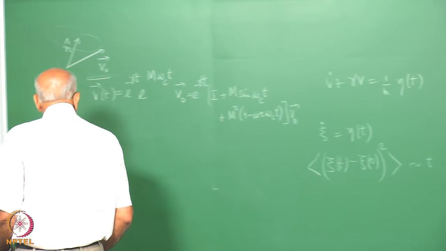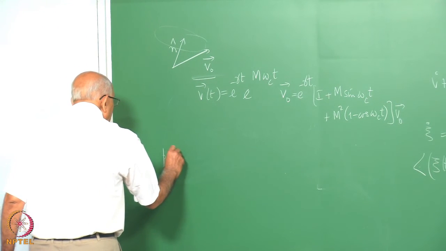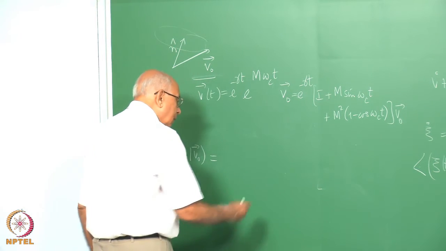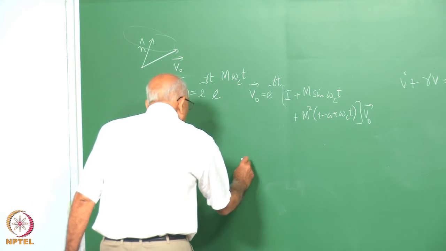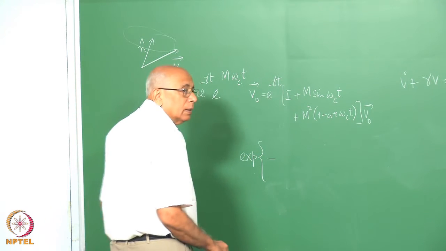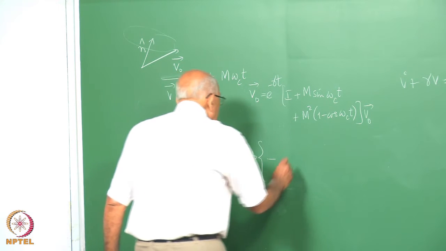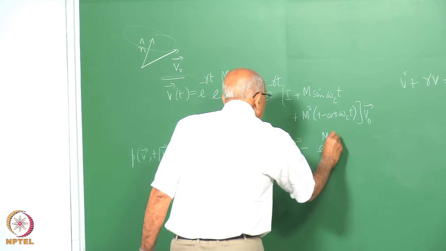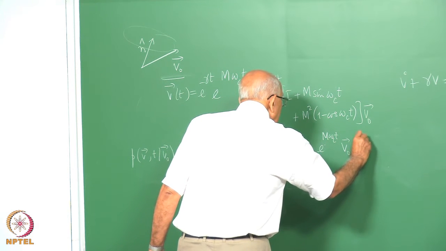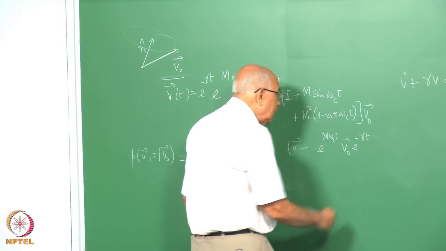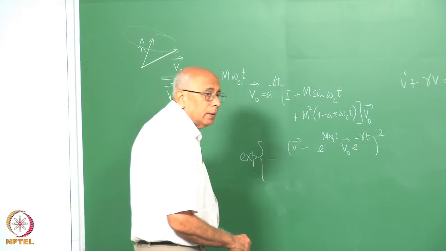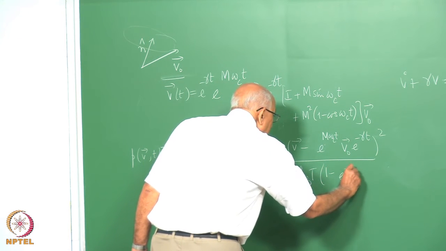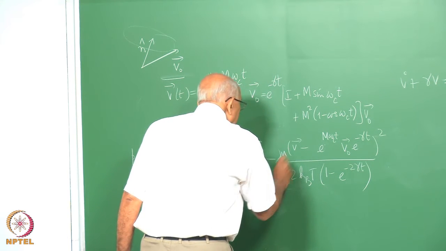So we can even write the distribution down. We can even write down what is P of V comma t given V naught. This fellow, apart from some normalization factor which we will write in a minute, has got to be the following. It has got to be the exponential of minus, it is still a Gaussian, retains that property. So it is V minus e to the M omega_c t V naught e to the minus gamma t. That is the mean value V bar of t, squared, divided by twice the variance. So it is twice k_Boltzmann T over m times 1 minus e to the minus 2 gamma t. So this is m out here.